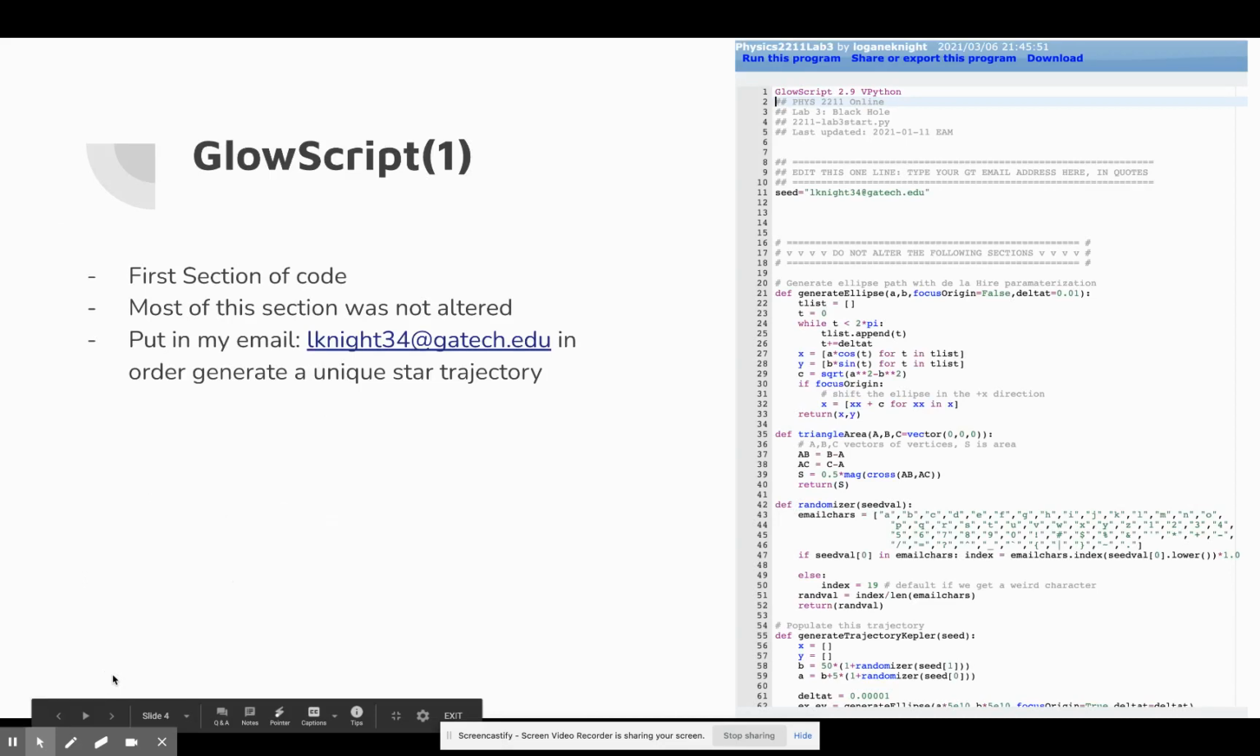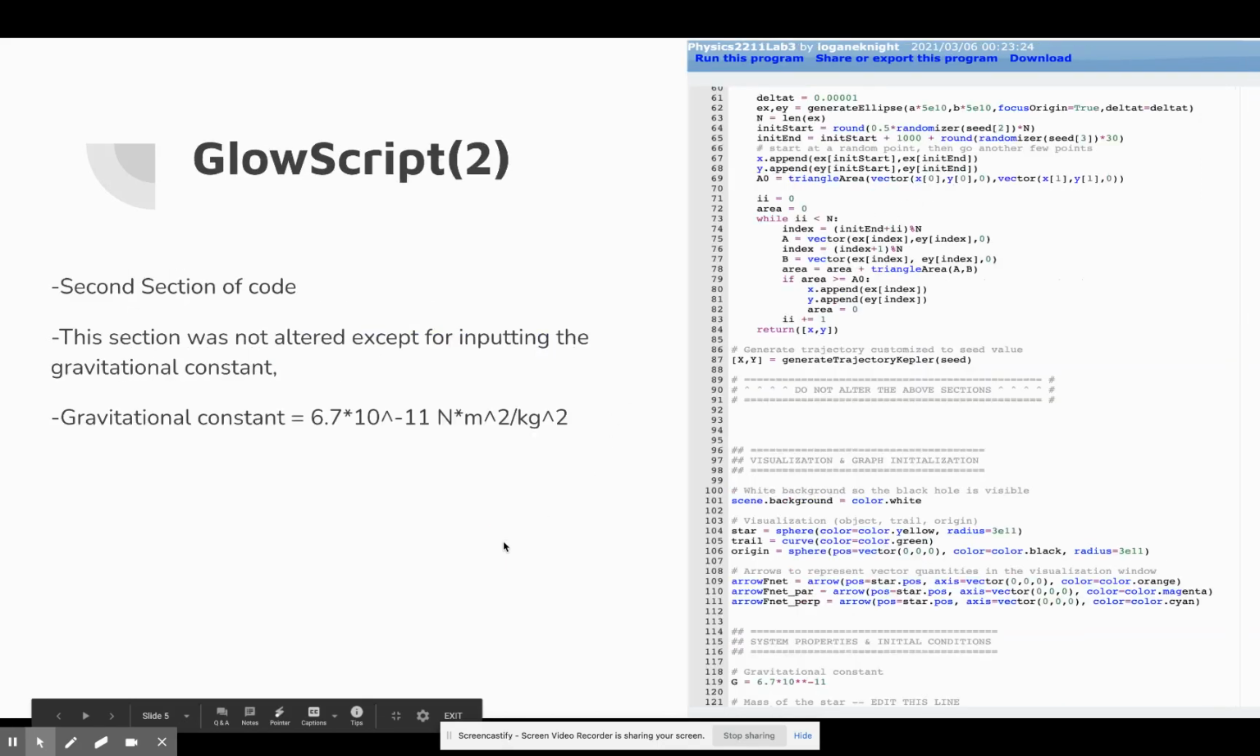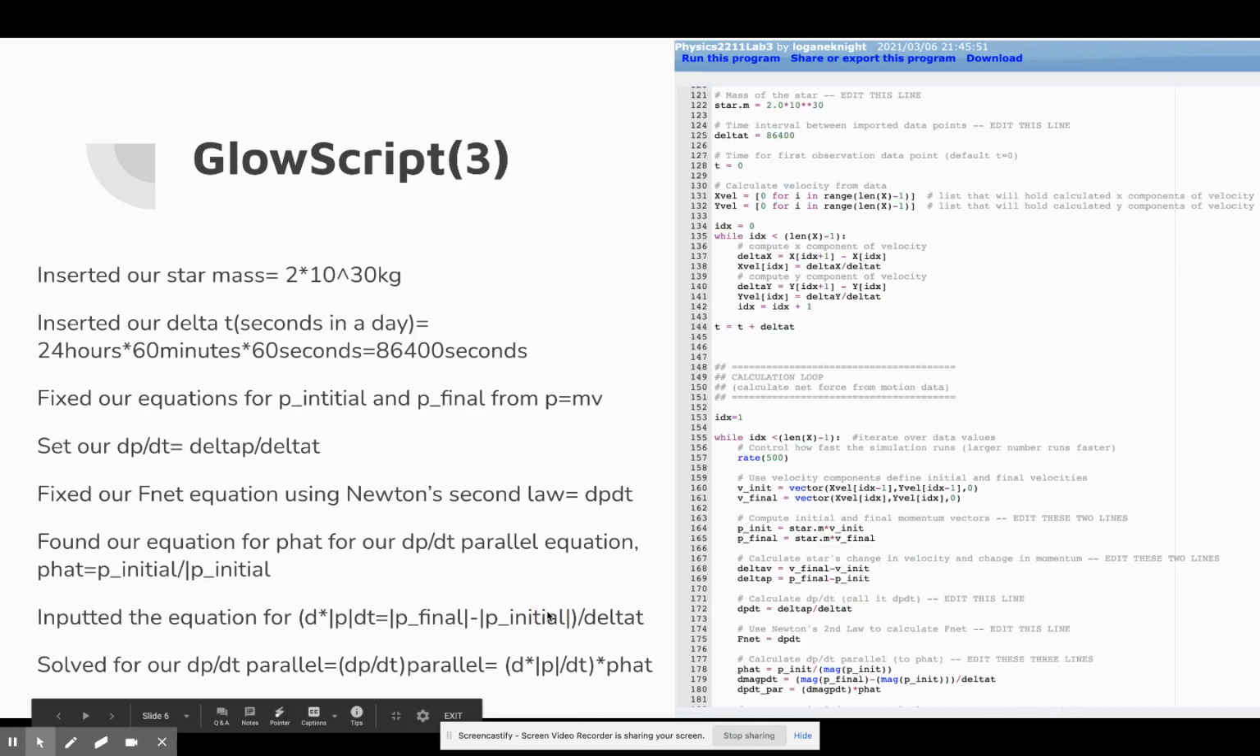So for our first section, all we really did here was input our email address to get our unique star trajectory right here. For section 2, we just inputted our gravitational constant, 6.7 times 10 to the negative 11. And for our third part is where we start to input a few more values. So we did our star mass, 2 times 10 to the 30th, and our delta t, so that's seconds in the day, 86,400 seconds.